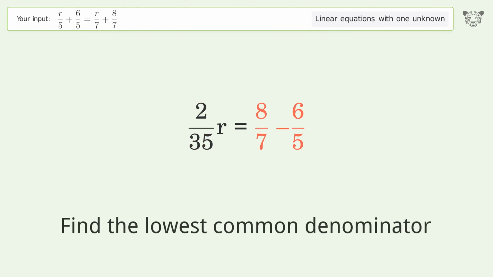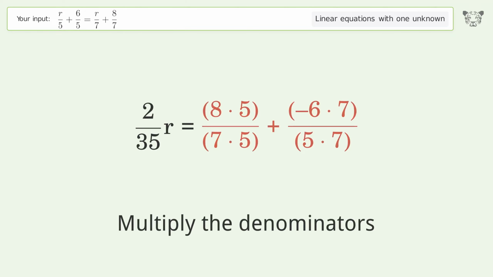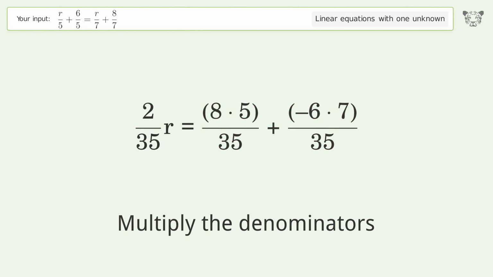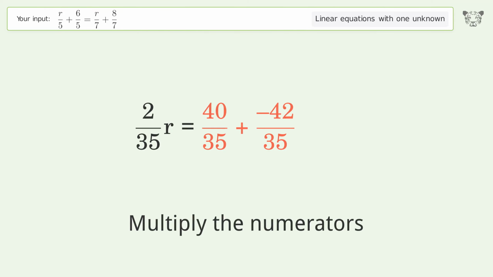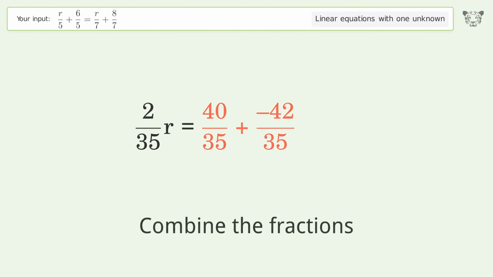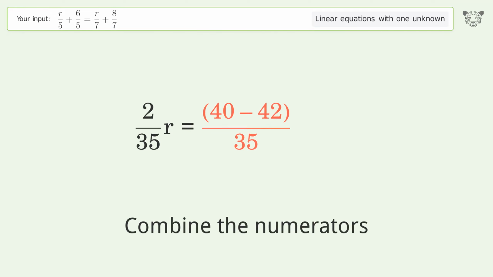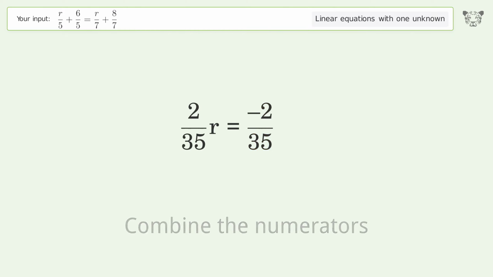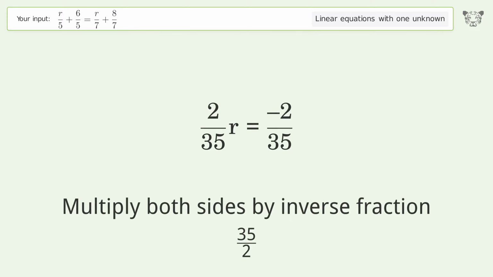Find the lowest common denominator. Multiply the denominators. Multiply the numerators. Combine the fractions. Combine the numerators. Isolate the r. Multiply both sides by inverse fraction 35 over 2.